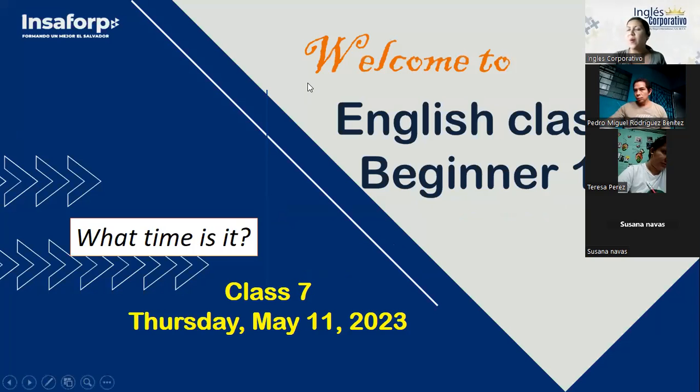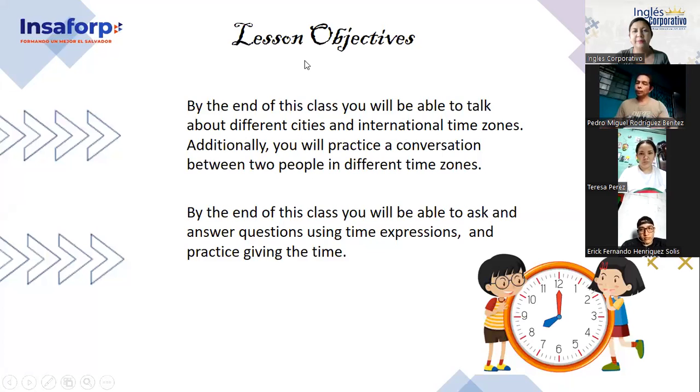Today's topic is what time is it? This is our class number 7, and today is Thursday, May 11th, 2023. So, the objective, by the end of this class, you will be able to talk about different cities and international time zones. You will practice conversation between two people in different time zones. And by the end of the class, you will be able to ask and answer questions using time expressions and practice giving the time.